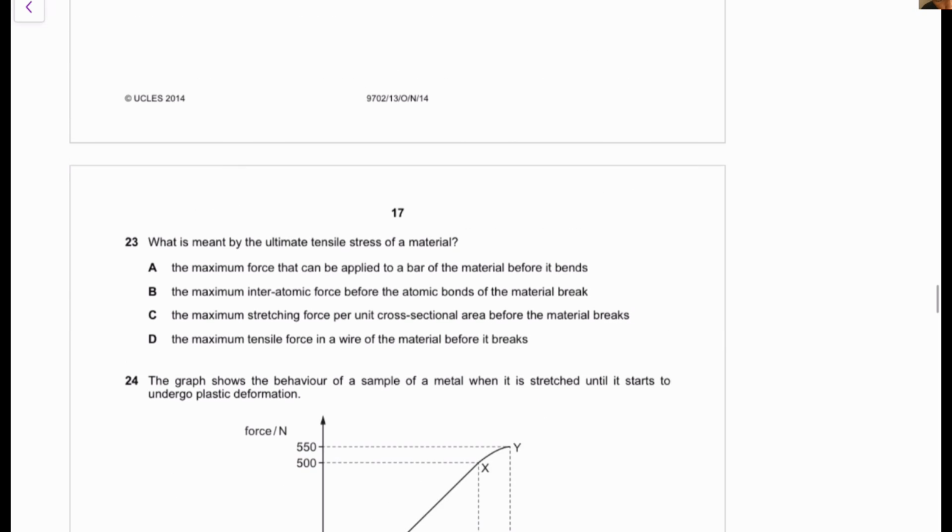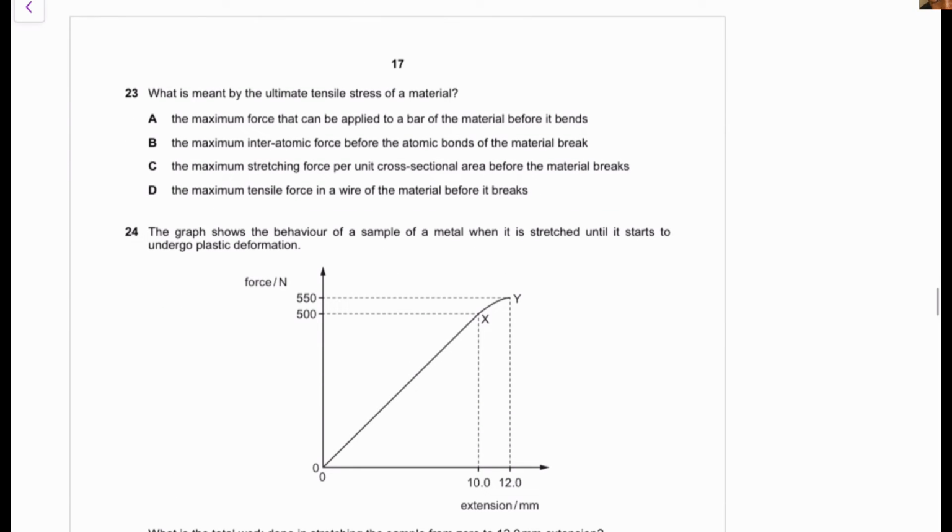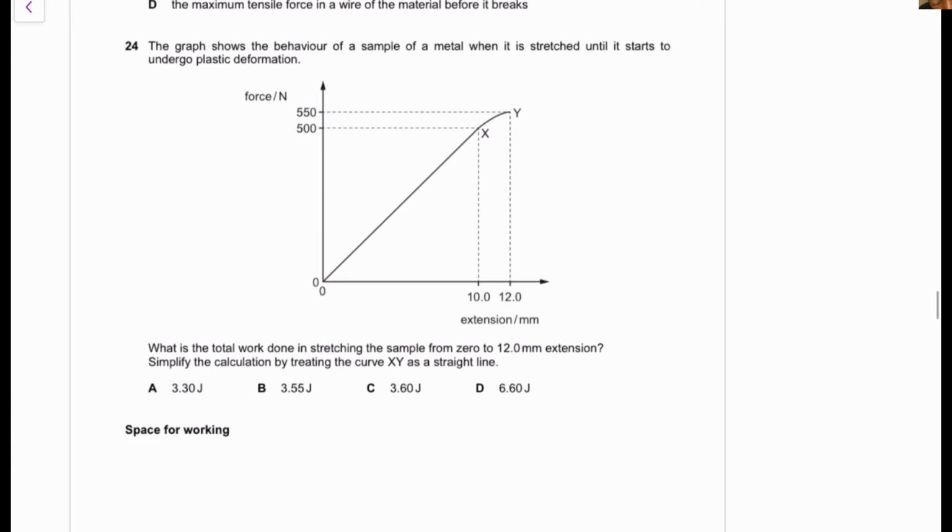Very important, guys. Move on to question 23. What is meant by the ultimate tensile stress of a material? So basically, there's the maximum force per unit cross-sectional area applied before a material actually breaks. So the answer is going to be C. So the maximum stretching force that you apply before a material actually breaks is what you call the tensile stress. Okay, move on to question number 24.